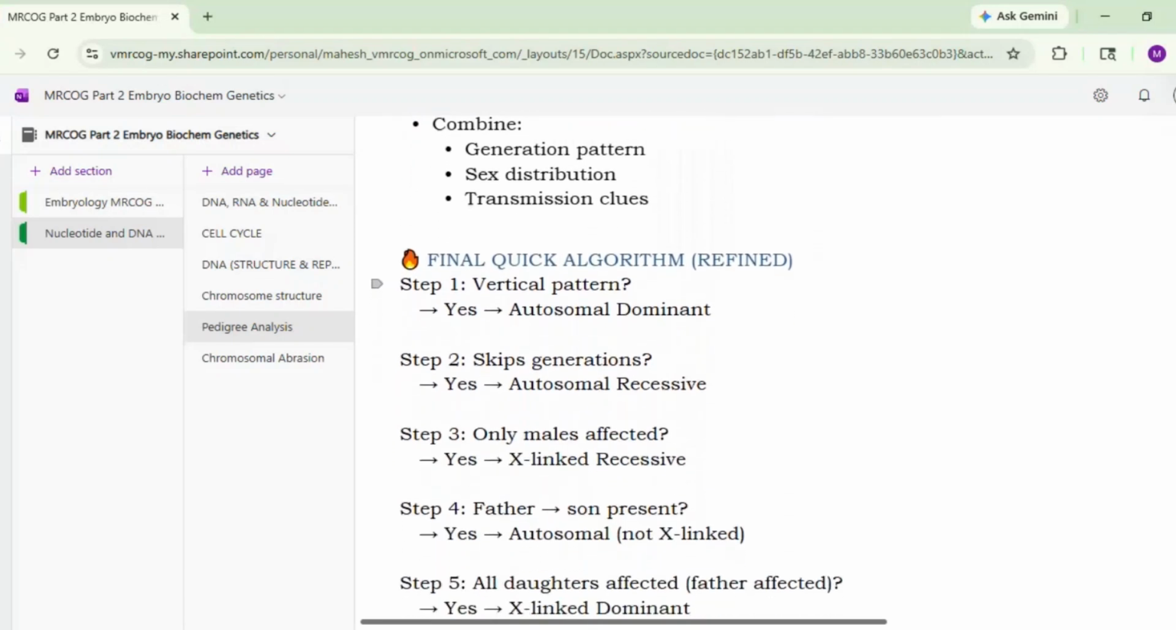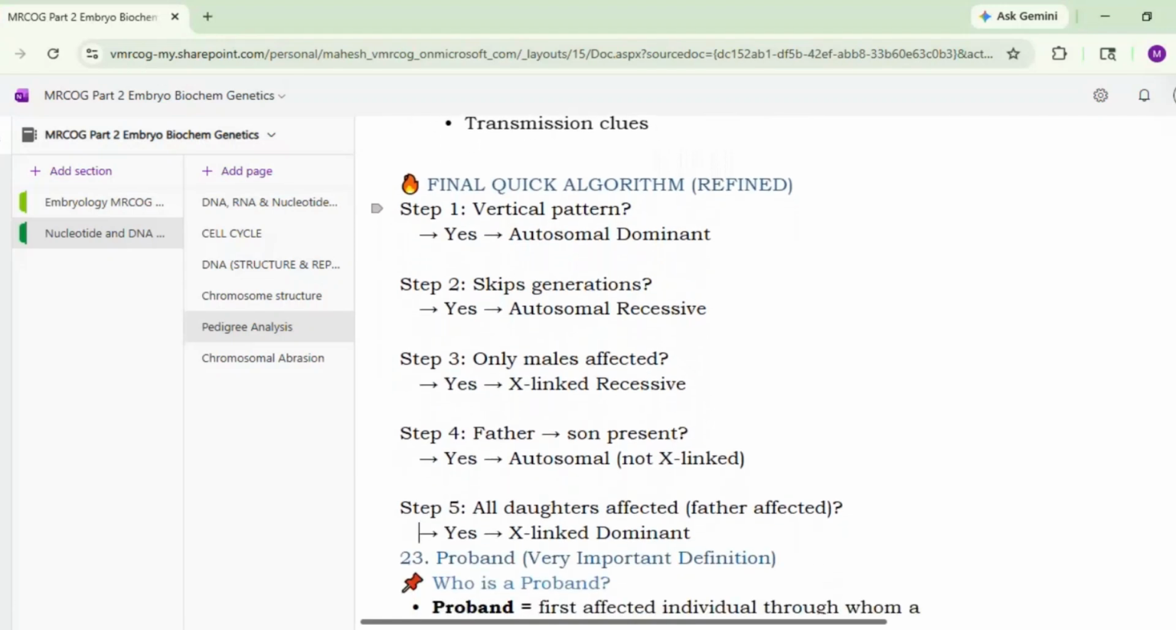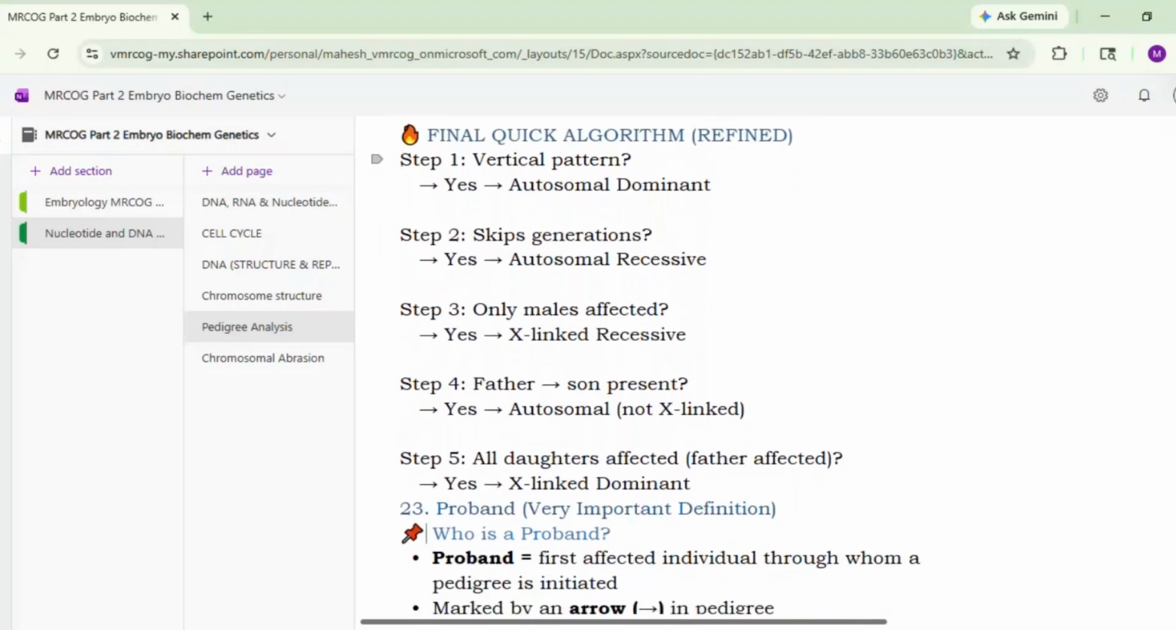So, just a quick algorithm: if it is a vertical pattern, it is autosomal dominant. If it is skipping the generation, it is likely to be autosomal recessive. If only males are affected, it is X-linked recessive. If father-to-son transmission is present, it is autosomal but not X-linked. If all daughters are affected and fathers are affected, it is X-linked dominant.